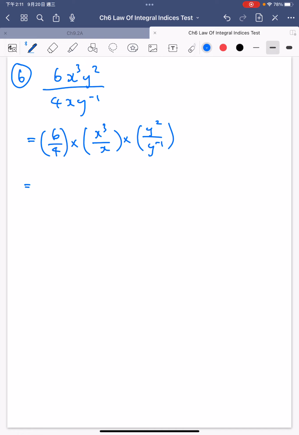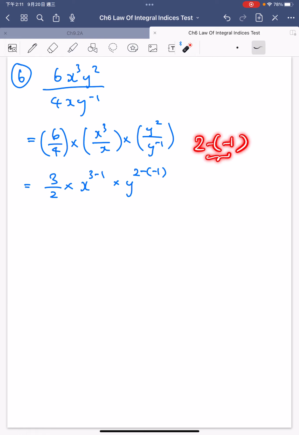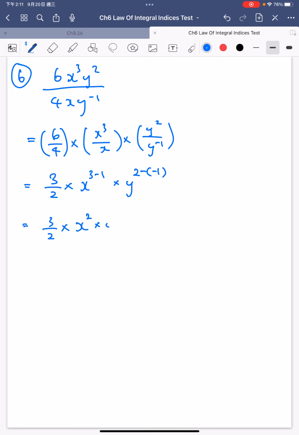So this can be simplified to 3 over 2 times x to the power of 3 minus 1 times y to the power of 2 minus negative 1. So 2 minus minus 1, minus a minus will give you a plus, so this is equal to 2 plus 1, which will finally give you a 3. So this is equal to 3 over 2 times x squared times y to the power of 3. Then we can combine them together to get 3 over 2 x squared y cubed. So that's the answer for question 6. And now we can move into question 7.